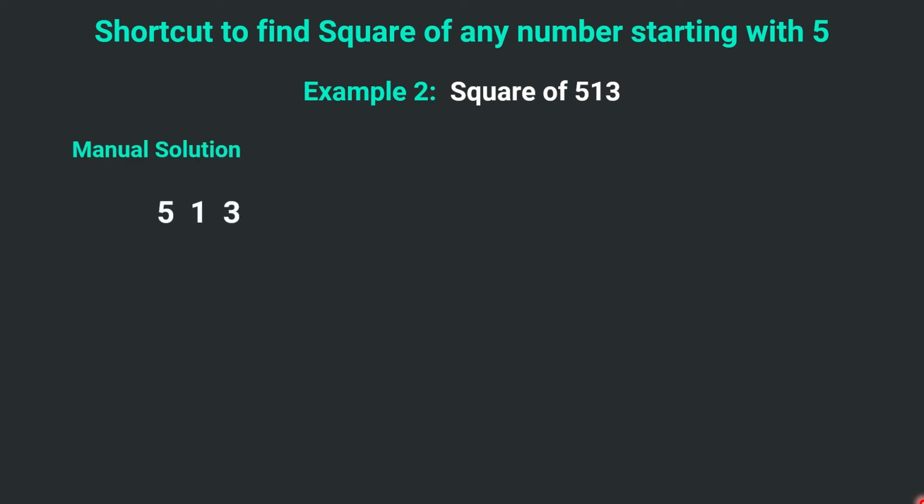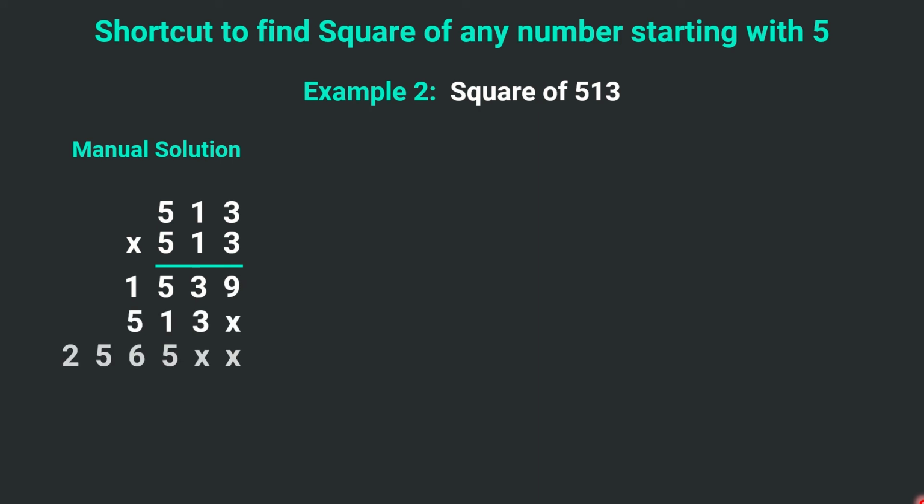So 513 multiplied by 513. 3 into 513 will make it 1539. Then 1 into 513 will make it 513, and 5 into 513 will make it 2565. Now adding these 3 rows will make it 263,169. As you can see, for a 3-digit number, the manual calculation was comparatively more difficult.